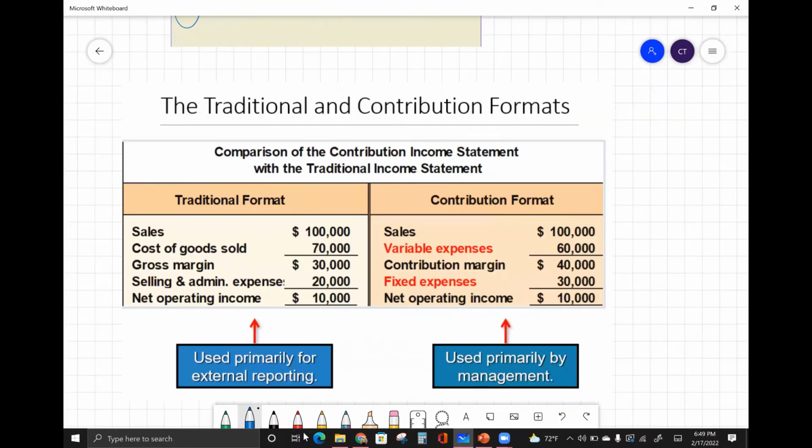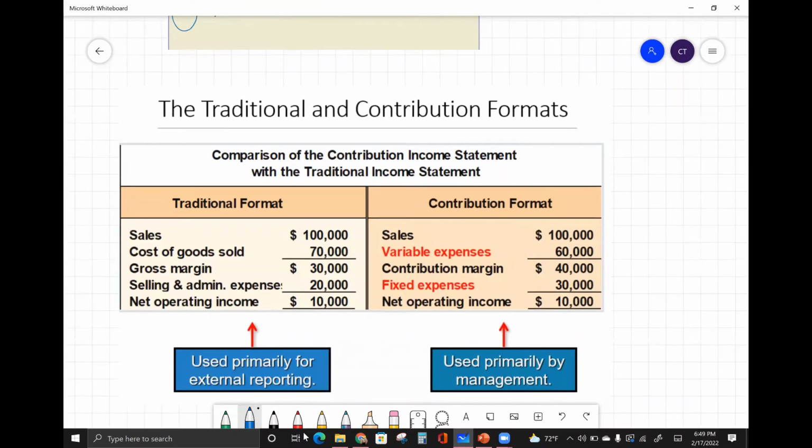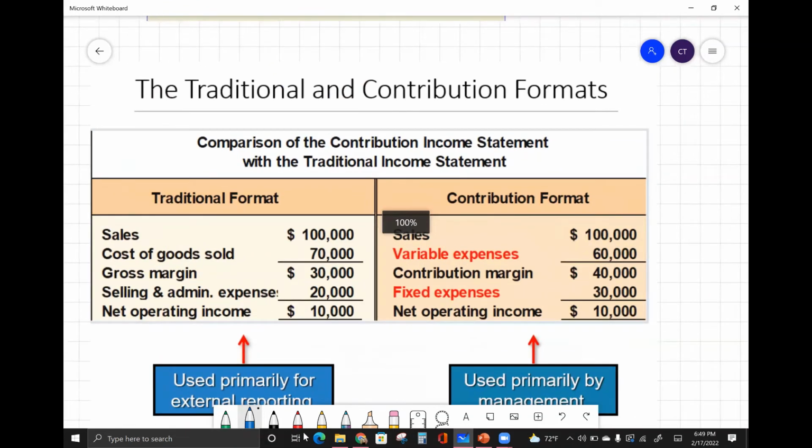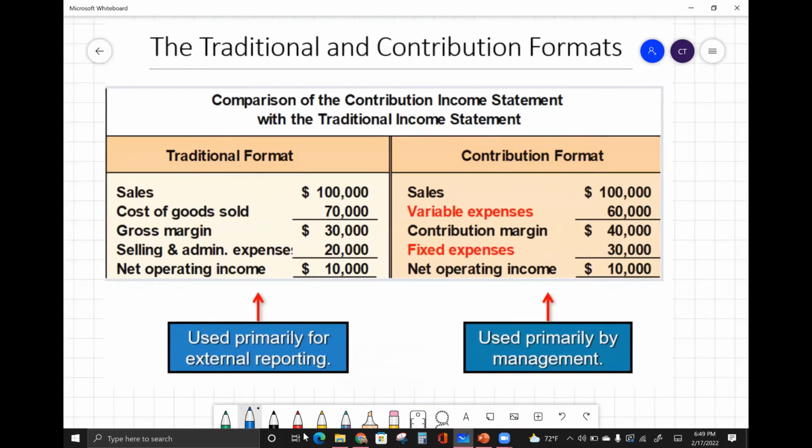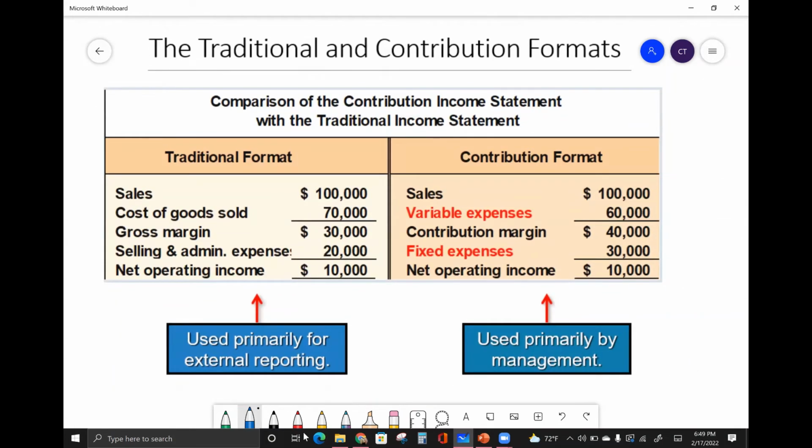All right, the traditional and contribution formats. So this is what I was talking about earlier with the income statements. And we're going to be out even earlier than 7:30. So the traditional is what we learned in the first class. So we have the sales, which is our revenue coming in. Then we have cost of goods sold. So this is everything that we moved into finished goods and now we've sold that finished good. That goes into cost of goods sold. And then we have our gross margin, less those selling and administrative expenses to get our net operating income.